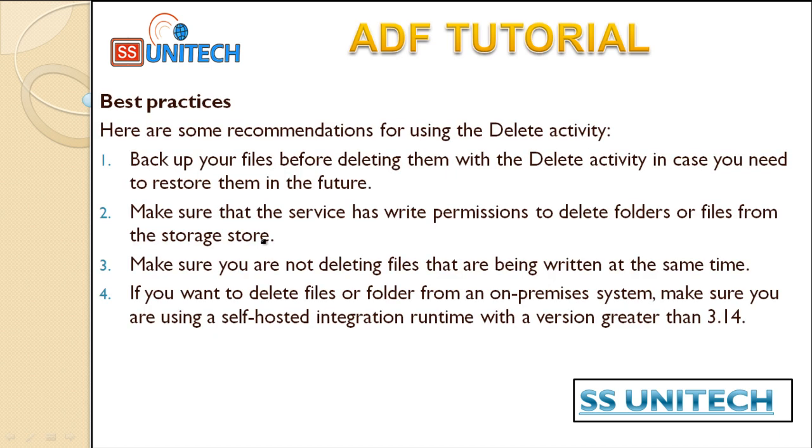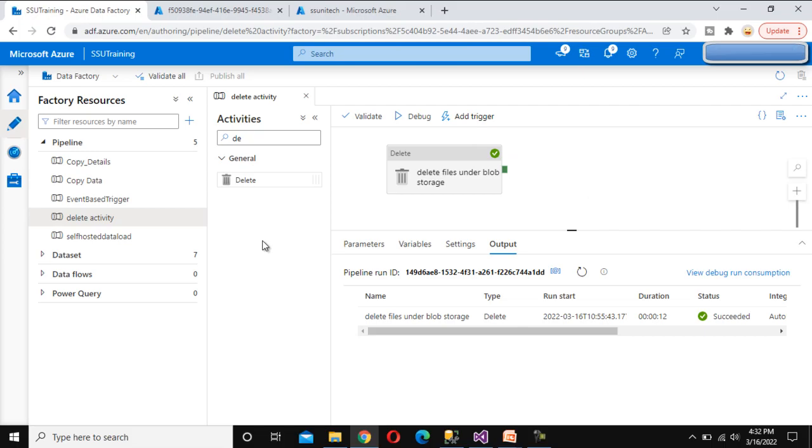In the last video we saw the best practices and conditions for deleting files in on-prem environments. Your self-hosted IR should have version 3.14 or higher. So this is the criteria. Go to the browser and we'll check the version. After that, we'll see how to create the pipeline to delete the file. This is the pipeline we created in the last video.